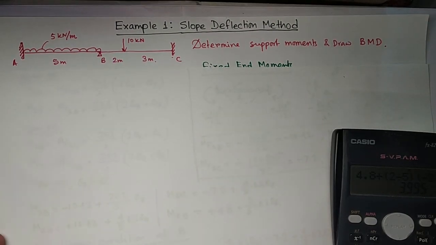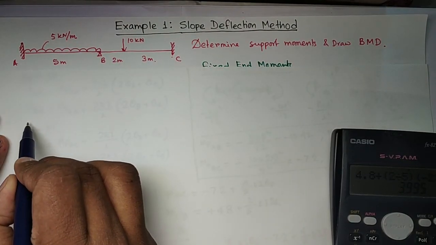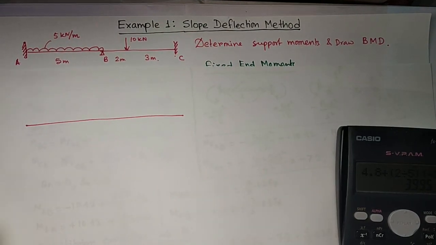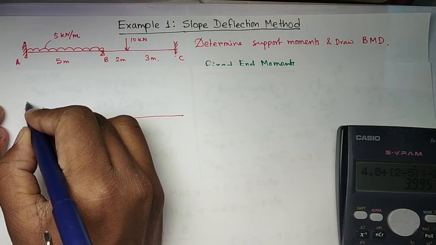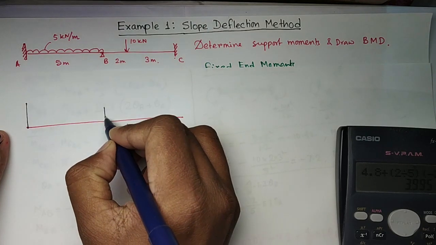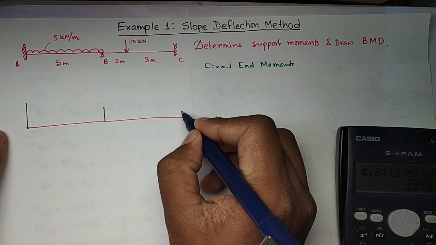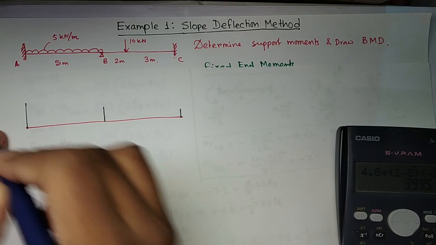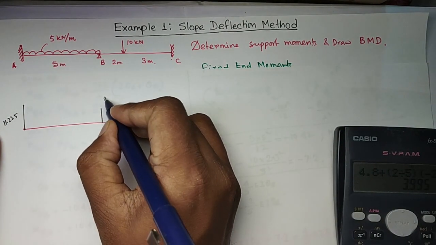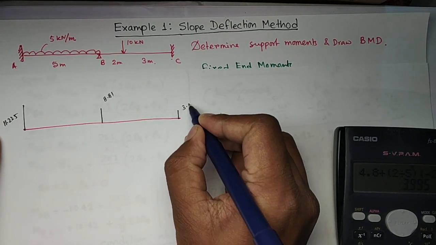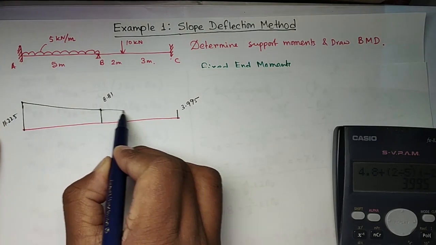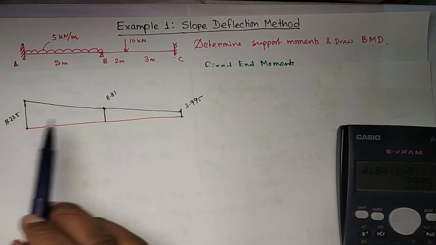So we have found the fixed end moments. This is the beam. The values we got are, at point A, 11.225, at point B, 8.81, and here, 3.996. It is 11.225, here it is 8.81, and it is 3.995. So these are the end moments.